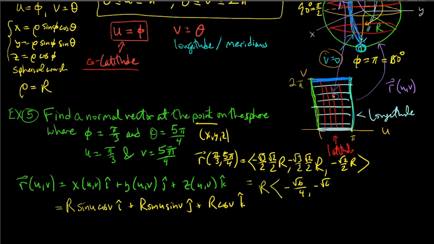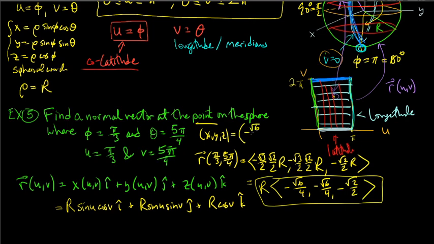So this is the corresponding point. x, y, and z are all negative here. So negative square root of 6 over 4 times r for x, and negative square root of 6 over 4 times r for y, and then negative square root of 2 over 2 times r for z. So that's the corresponding point. Again, that wasn't the question. We're looking for the normal vector at that point.